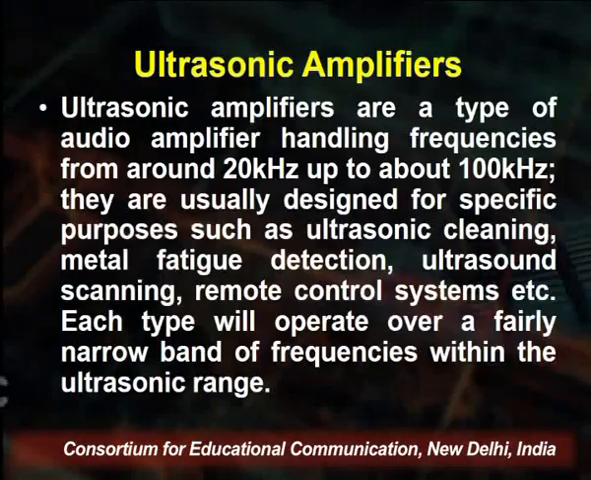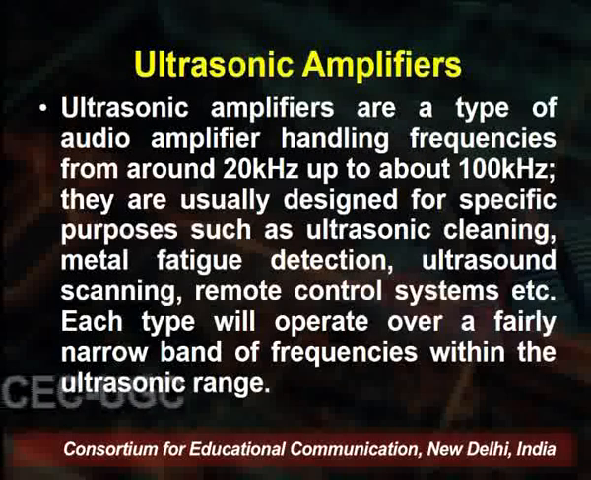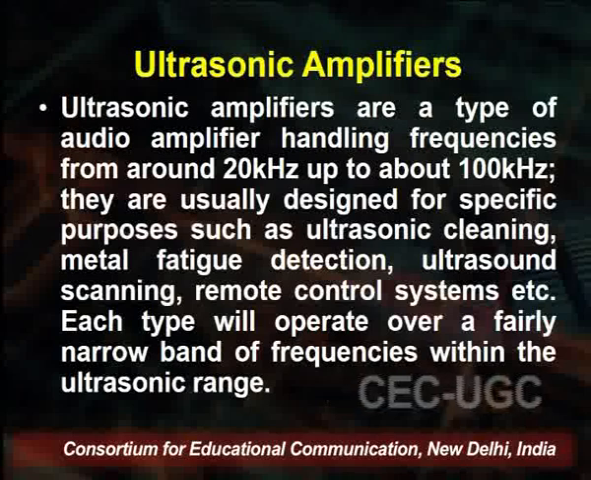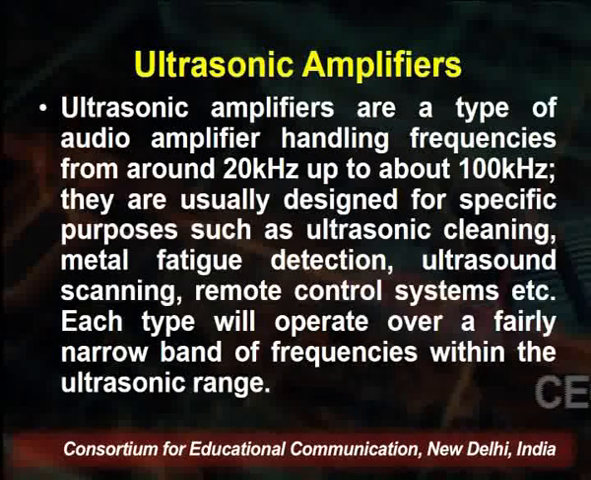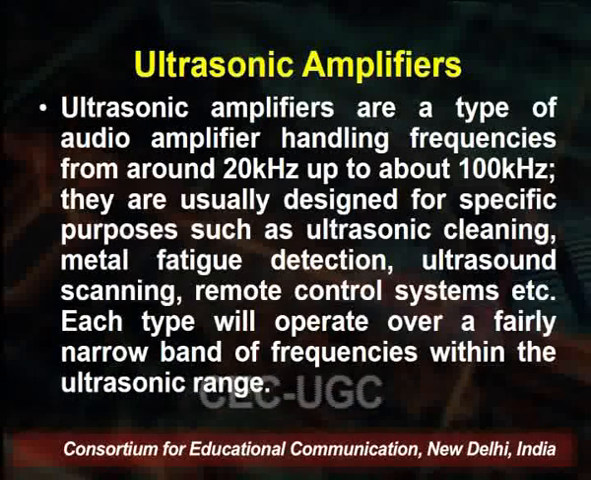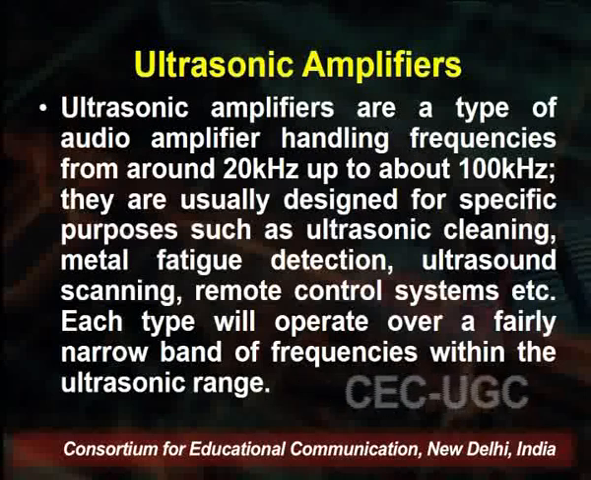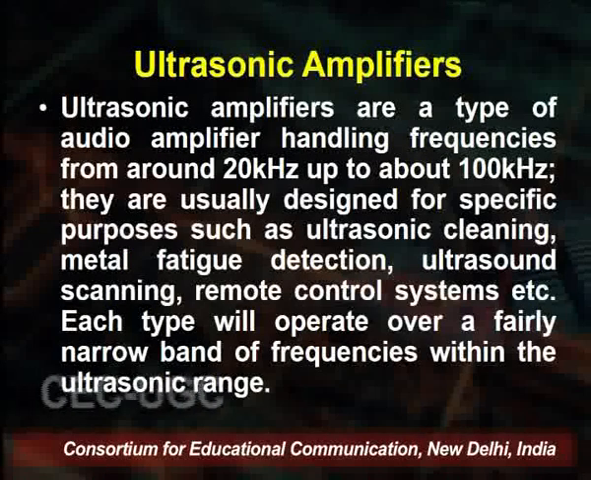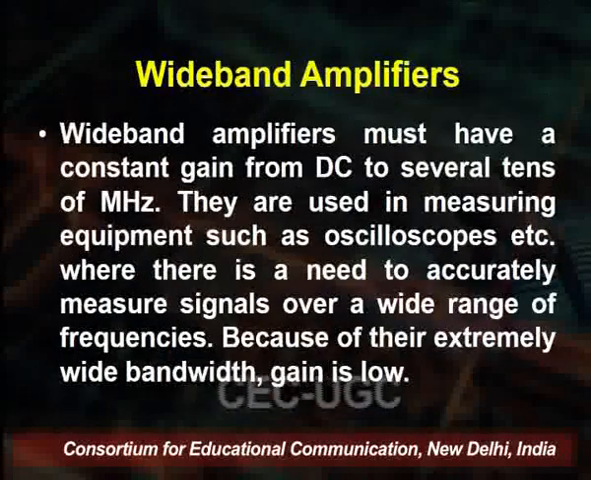Next type of amplifier is the ultrasonic amplifier. Ultrasonic amplifiers are a type of audio amplifier that handle frequencies around 20 kilohertz up to 100 kilohertz, and are usually designed for specific purposes such as ultrasonic cleaning, metal fatigue detection, ultrasound scanning, remote control systems, etc. Each type operates over a fairly narrow band of frequencies within the ultrasonic range.